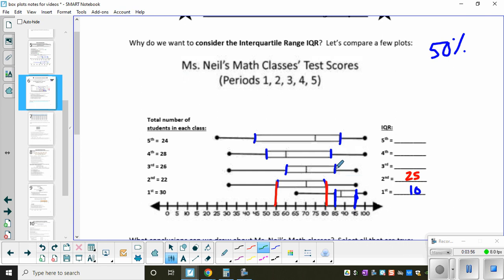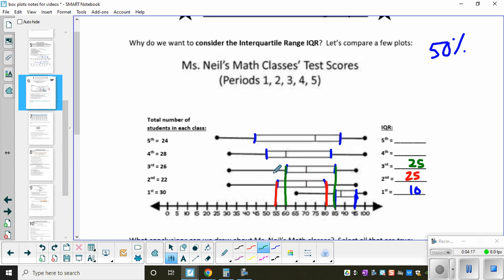For third period, if I drop this line here, it's going to drop down to the 85. And if I drop this line down here, it drops to the 60. So I've got 5, 10, 15, 20, 25. So you can see that 50% of the data here and here has a range that's the same.